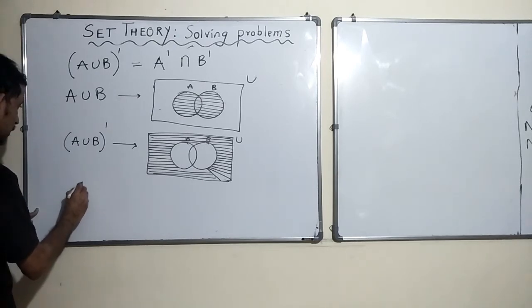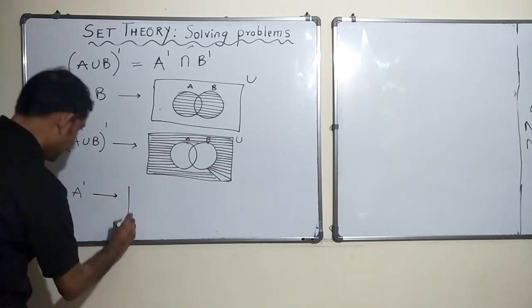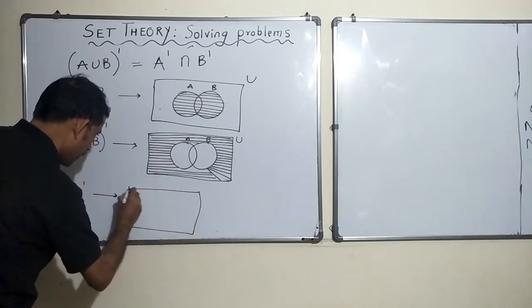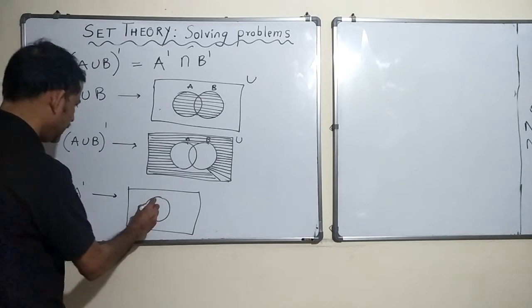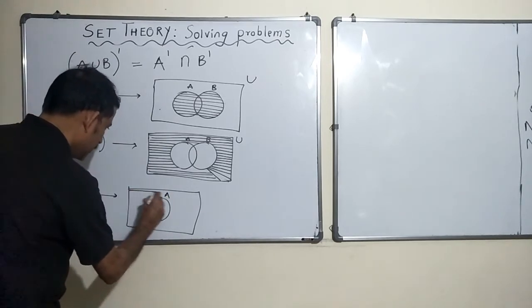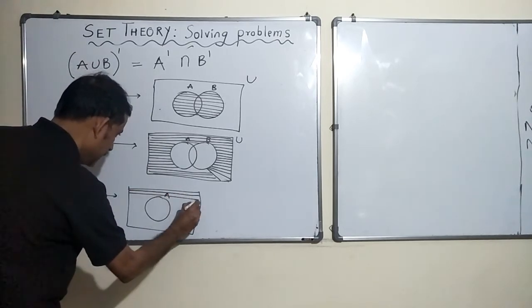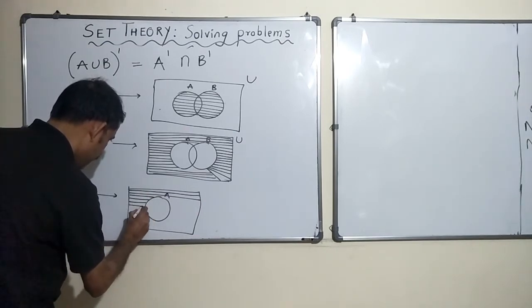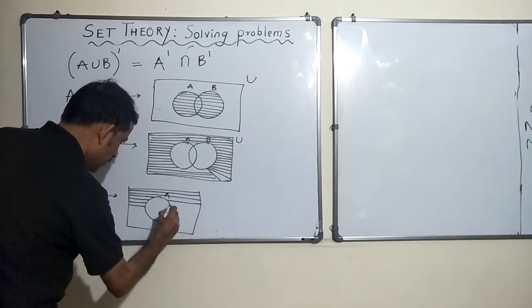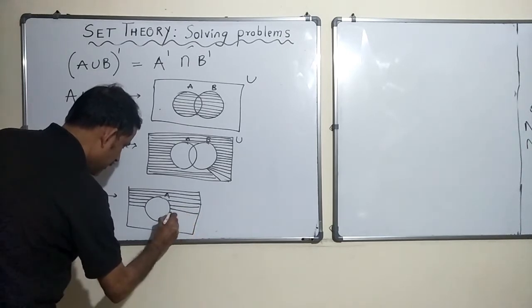A dash is nothing but, this was set A, we are not going to show B now, just show set A. Whatever is not there in set A is in A dash. Okay, so this is fine.